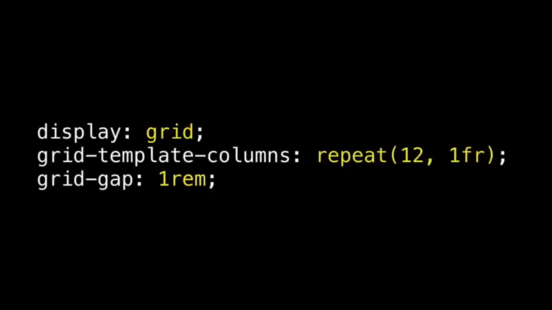So to recap, to create a grid, we say display: grid. Then we define our tracks with grid-template-columns or grid-template-rows, or both. And then if we want to, we can define a gap with grid-gap.